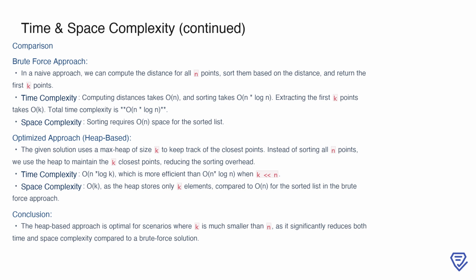In contrast, the heap-based solution avoids sorting the entire list. By maintaining only the k closest points in the heap, it reduces the sorting overhead. This results in a time complexity of O(n * log k), which is significantly faster when k is much smaller than n. The space complexity is also reduced to O(k), since the heap only stores k elements. This makes the heap-based solution optimal for scenarios where k is much smaller than n, providing both time and space efficiency over the brute force method.